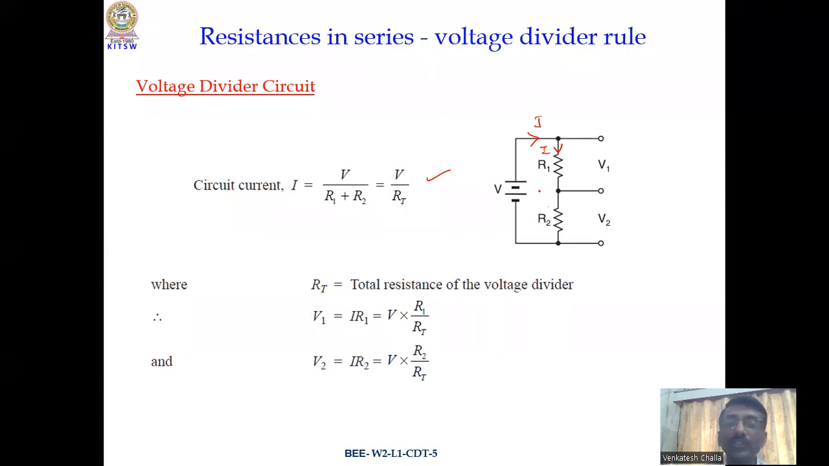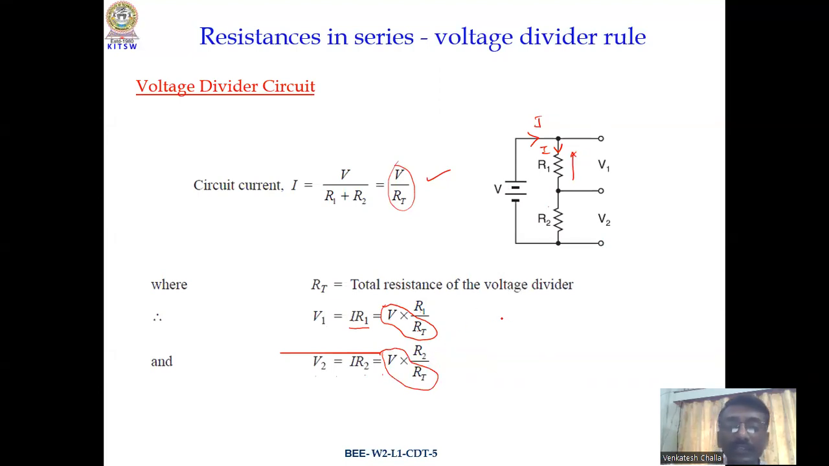So now what is V1? This voltage V1 is equal to what? Current into resistance. So V1 is I into R1, and this I can be written as V by RT. So V1 is V divided by RT into R1. Similarly, V2 is equal to I into R2, and that is V by RT into R2.